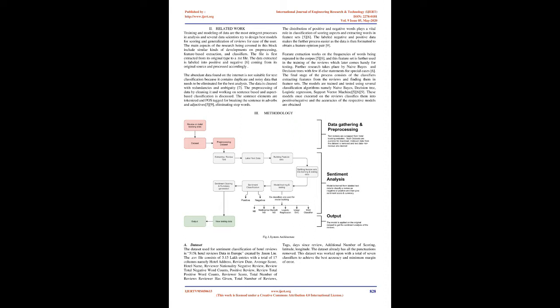The sentence elements are tokenized and POS tagged for breaking the sentence into adverbs and adjectives, eliminating stop words. The distribution of positive and negative words plays a vital role in classification of scoring aspects and extracting words in feature sets. The labeled negative and positive data makes the further process easier, as the data is then formatted to obtain a feature opinion pair.